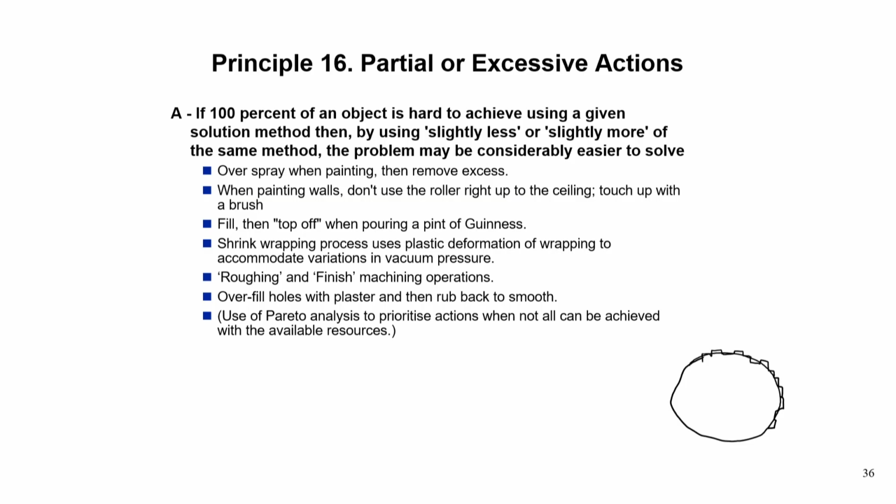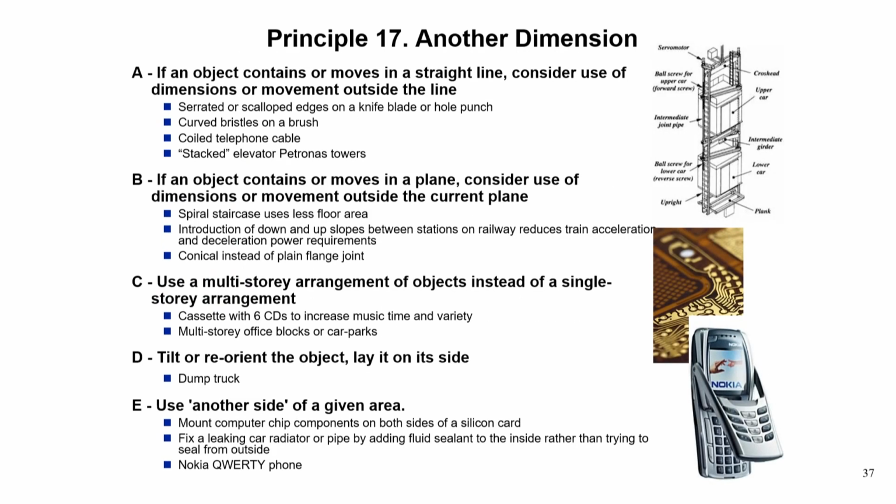Similar things you would see people adopt when they overspray a painting, because it is much easier to do it and keep some mask. Okay. And there are other things also, like the shrink wrapping process uses plastic deformation. Okay, roughing and finishing in machining operations. You make a particular cut fast and then you finish it up. Like that, the partial or excessive action is taken care of.